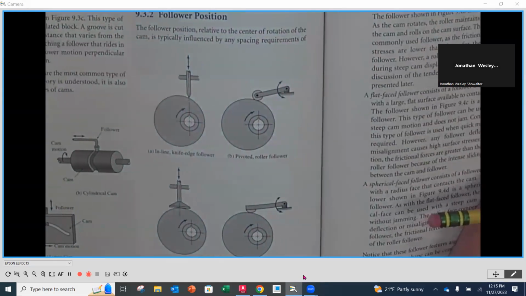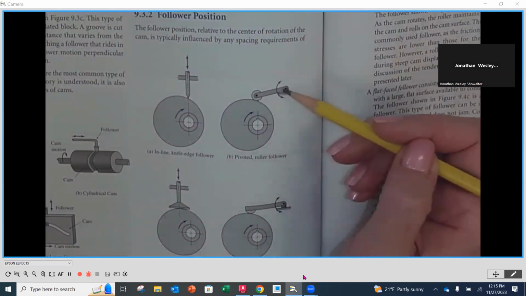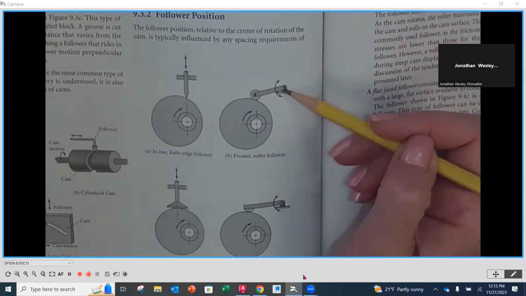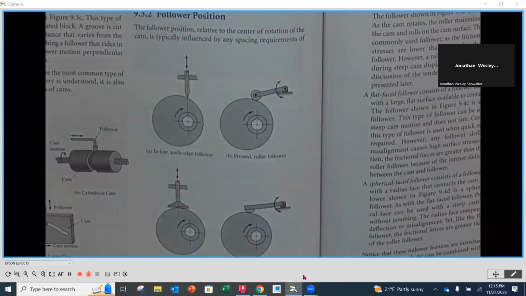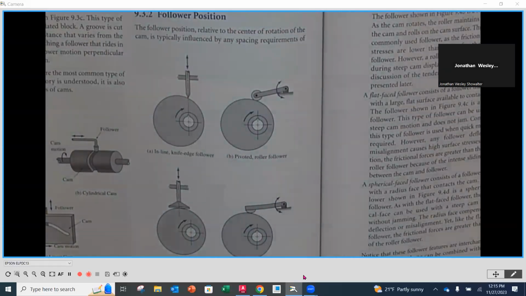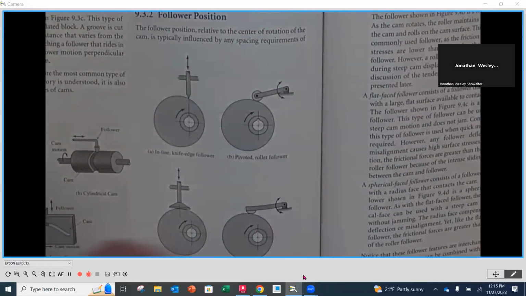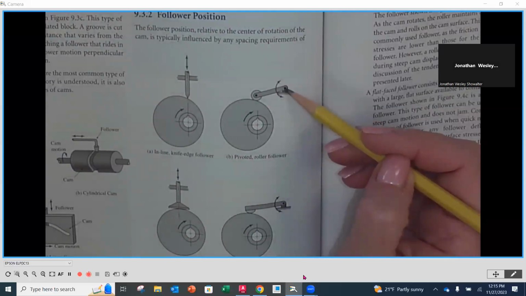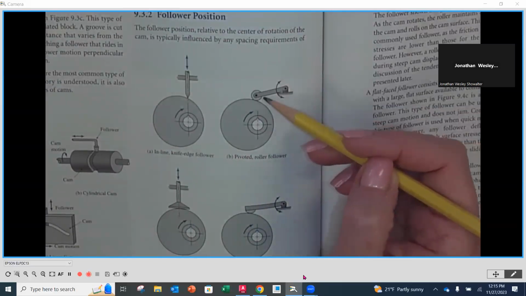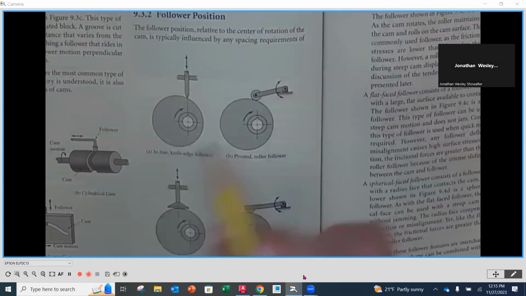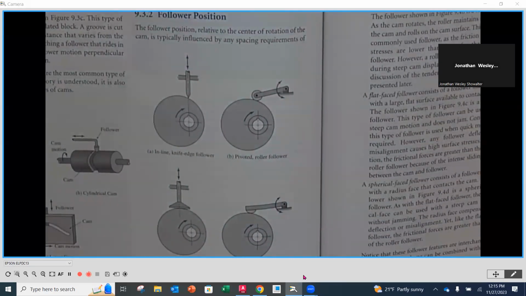The next one that we have is going to be a pivoting follower. Now the pivoting just means that the follower itself is going to rotate about a fixed center. So in this case, it's going to pivot about that fixed center, and then it has a roller on the end of it that'll be in contact with the cam itself.